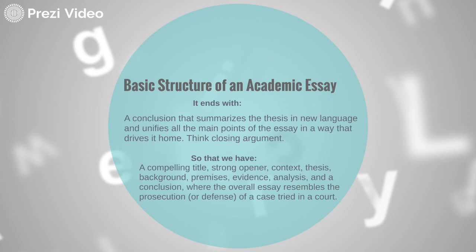So we should have a compelling title, a strong opener. We should have some kind of context, background. We should have a thesis. We should have premises, evidence, analysis, and a conclusion. And again, based on its relationship to law in its early days, the academic essay resembles prosecution, resembles a case. You're making a case for something. So that's all I have for talking about the academic essay structure.